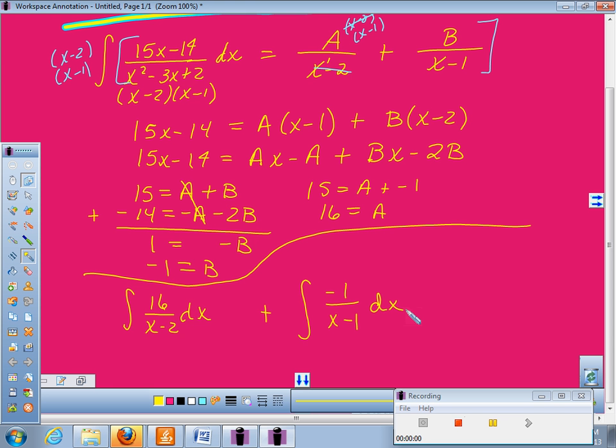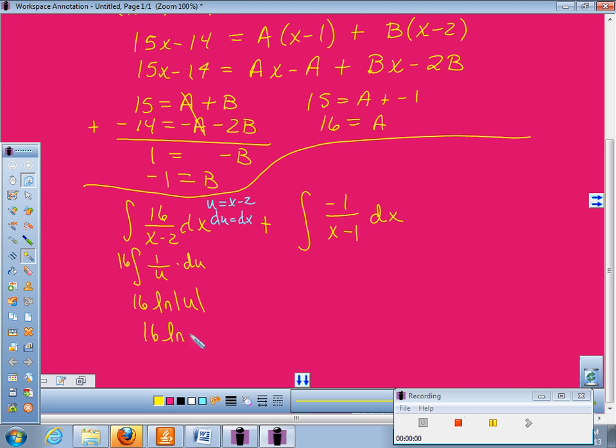Can you divide the logs, since you have them subtracted, with that 16 sitting in front? Nope. Where can I move it? I can't just get rid of it, but I can move it. Where would you like to move it to? A number in front of a log. It's the power rule. So I can move that 16 up as the power.